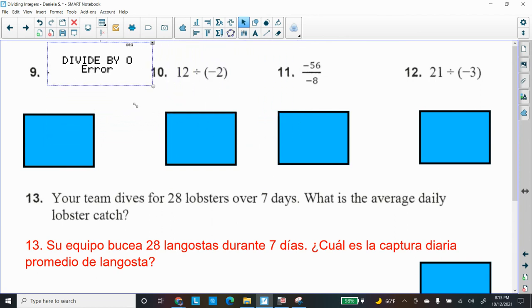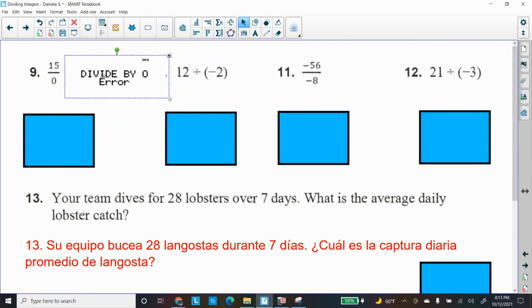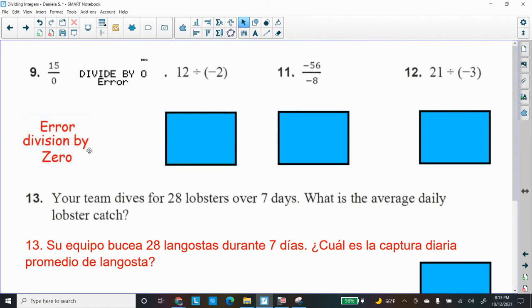Divide by 0 error. The reason why you get that error message is because you're not allowed to divide by 0. So you can divide by any number you want to except 0. So keep that in mind. So don't divide by 0 because you get a divide by 0 error. And I'll show you what you can get if you really want to divide by 0. So you have to come to my class to see what is another answer that we can accept.